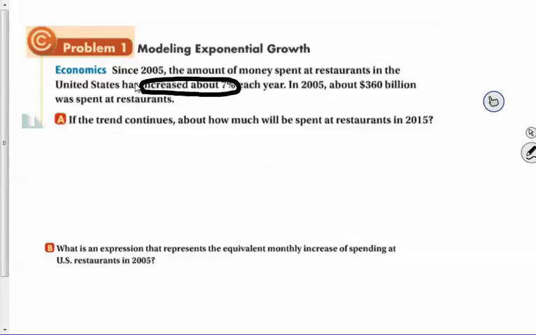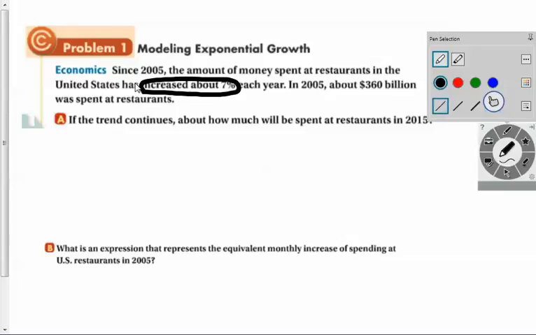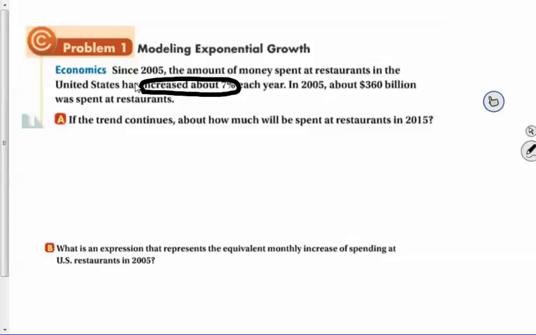What I like to think about is that it says it increased by a percentage. Since it increased by 7%, it maintained 100%, so the growth factor is 1.07. I have an equation like y equals a times b to the x, where a is the initial start. So a would be 360 billion. So 360 times 1.07 to the x. That's what I'm going to use.